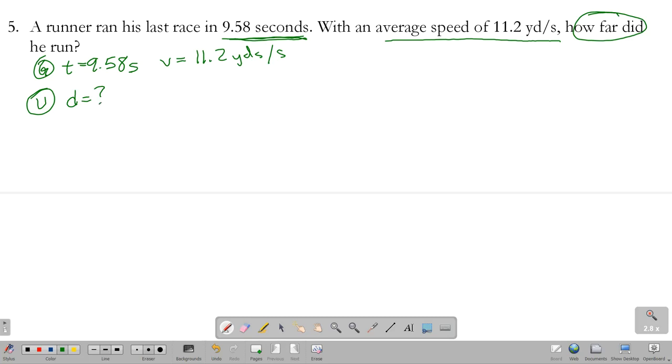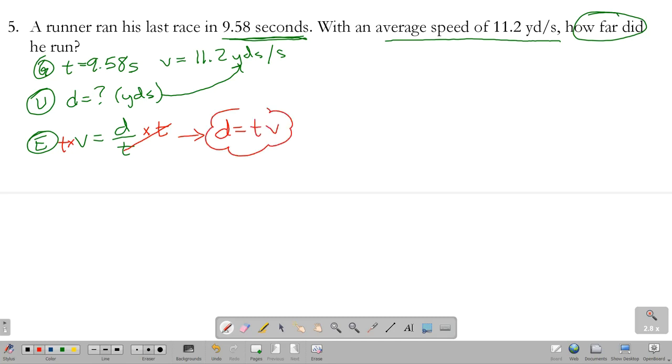and this is actually going to be in yards, and that's because you can see here in our speed it gives it to us in yards per second, so when we cancel everything out we're going to be left with yards. So our equation here, V equals D over T, but we are solving for D, so we want to get that by itself. To do that we need to get T out of the denominator. So we multiply by T on the right side, got to do the same thing on the left side. So this leaves us with D is equal to T times V. That is what we want to use here.